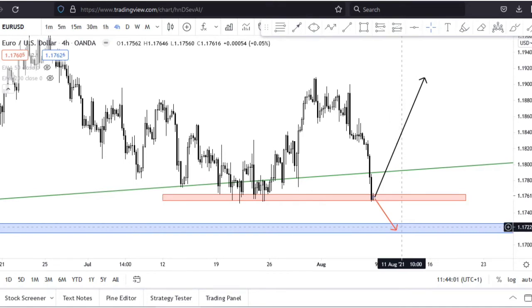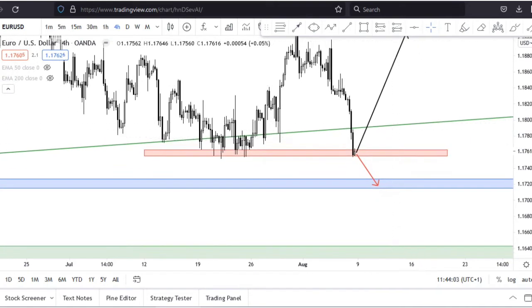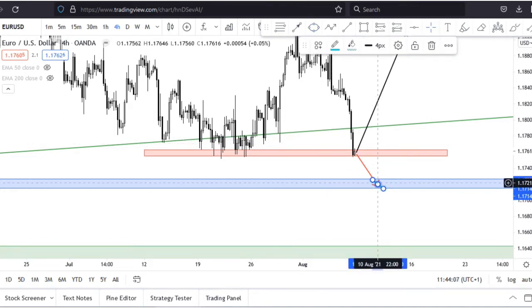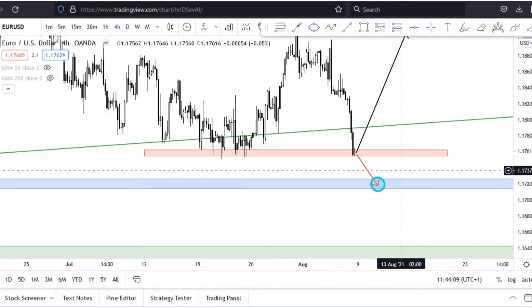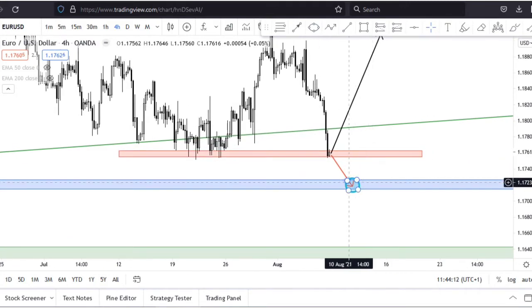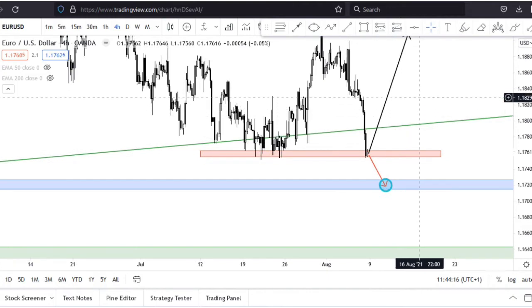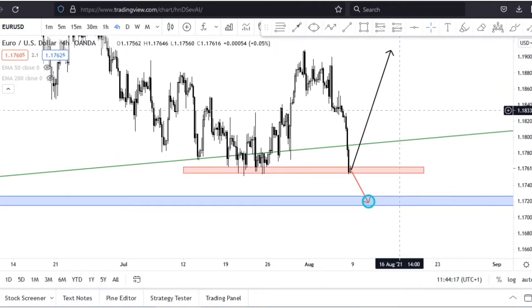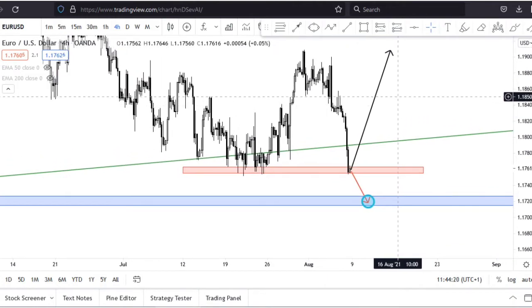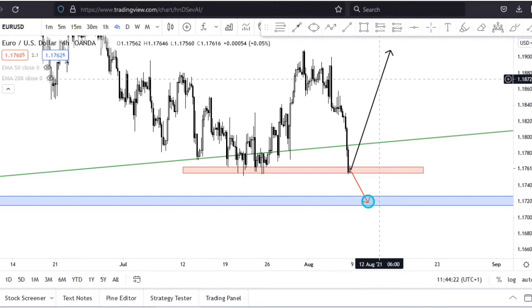daily support level. Now, when price gets to this daily support level, it's a very key area for us. Because we'll be looking for two things, either a buy opportunity or a sell opportunity. Now, what do I believe will happen? My bias is more bearish on the Euro USD right now.